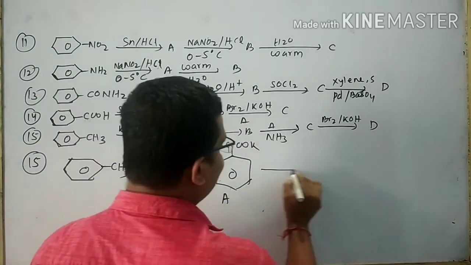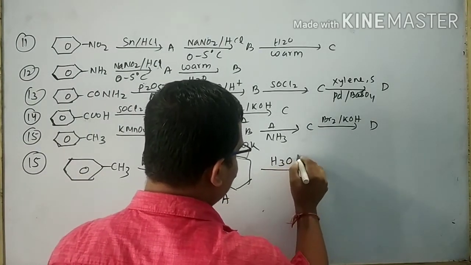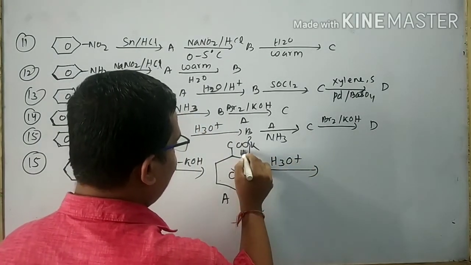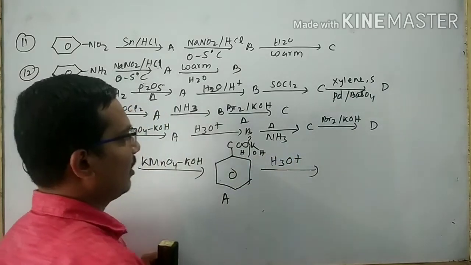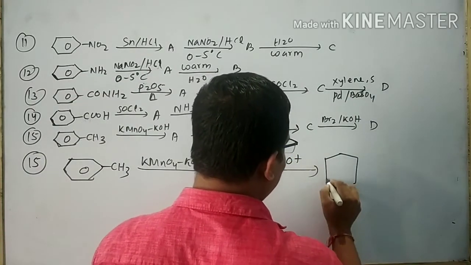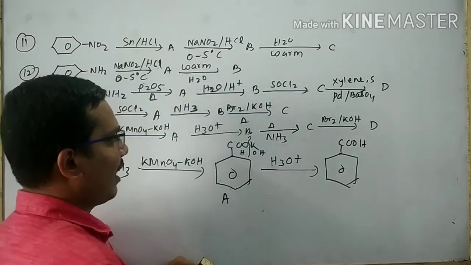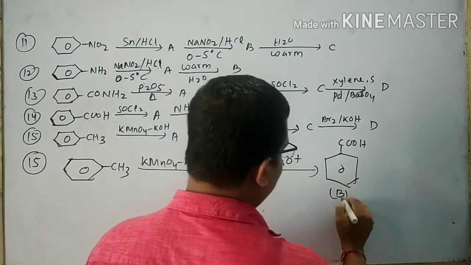Now A is subjected to acid hydrolysis. Then what will happen? I will break like this. Here H, here OH is given. That is, benzoic acid is formed. This is your benzoic acid, and it is considered as the product B.